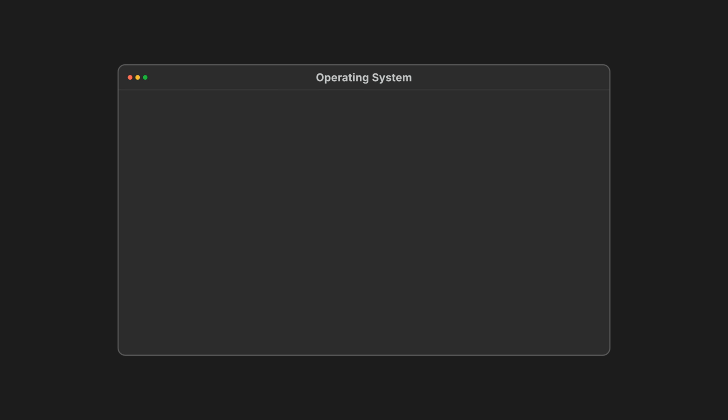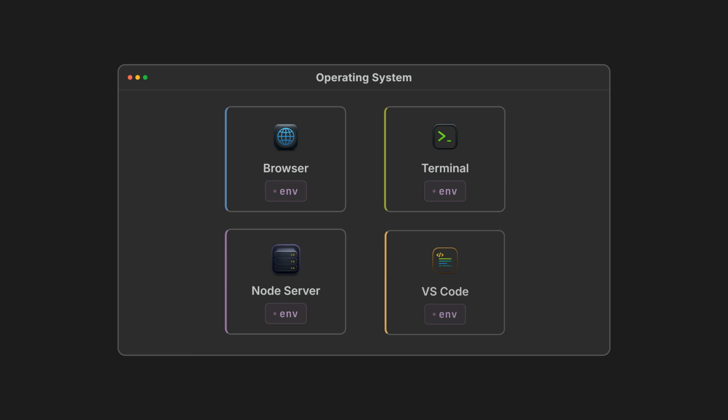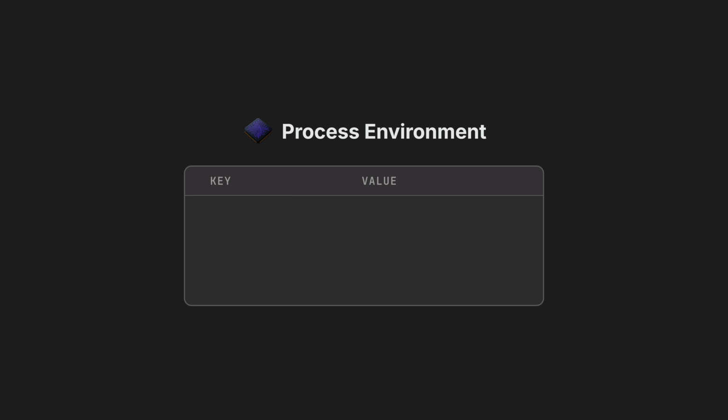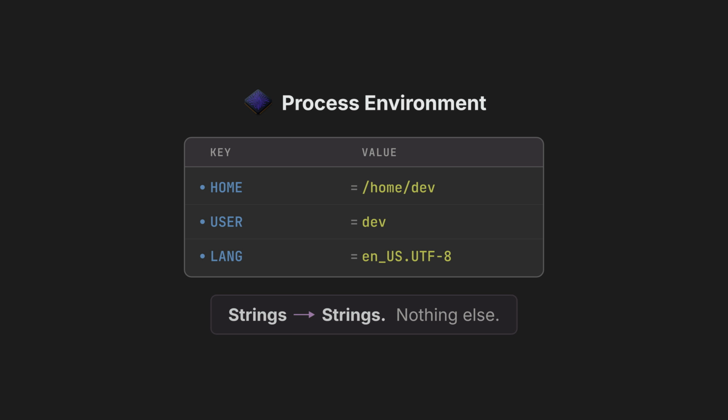Before environment variables were a web dev concept, they were an OS concept. Every process running on your computer, your browser, your terminal, your Node server, has its own block of memory called its environment. It's just a flat list of key-value pairs, strings mapped to strings. No nesting, no types, just text.